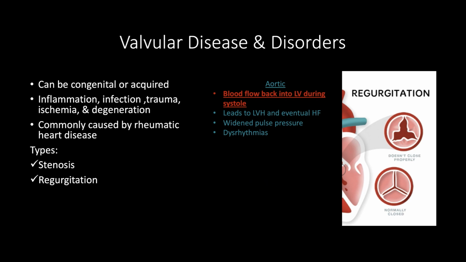Oh, I kind of went a little too fast there. So with the aortic valve, we know where our aortic valve is, right? That's the valve between the left ventricle and the arterial system. So when it's not working, blood's going to flow back. It's going to regurgitate back into the left ventricle during systole. So systole being when the ventricle contracts and tries to go out through the aortic valve, some of it's going to leak back because the door didn't close all the way, right? So this ends up leading to left ventricle hypertrophy and eventually heart failure.